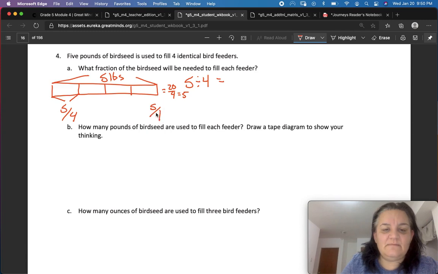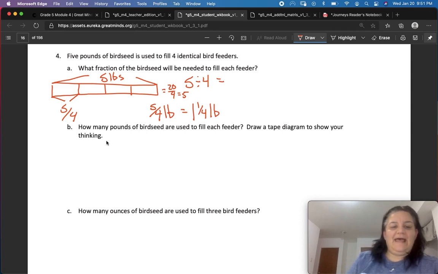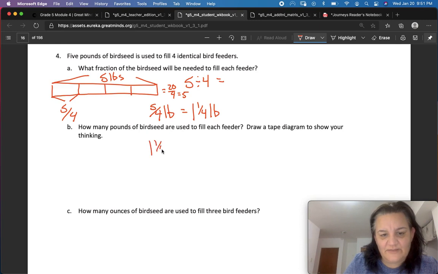5/4 of a pound, which also equals 1 1/4 of a pound, if you want to put that as a mixed fraction. How many pounds of birdseed are used to fill each feeder? What fraction of the birdseed will be needed to fill each feeder? 5/4. How many pounds of birdseed are used to fill each feeder? Well, 1 1/4. We just answered that question.